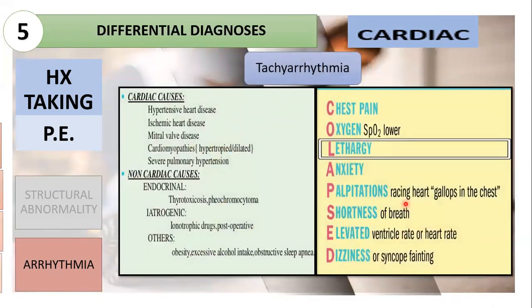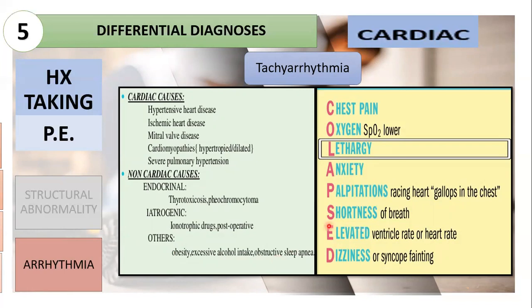For tachyarrhythmia, here are the cardiac and non-cardiac causes of ventricular tachycardia and supraventricular tachycardia. In the history, check for these comorbid conditions that may predispose the patient: having a heart disease, severe pulmonary hypertension, or endocrine abnormalities like thyrotoxicosis and pheochromocytoma, iatrogenic causes from the medications taken by the patient or post-operatively, and others like obesity, excessive alcohol intake, or obstructive sleep apnea.